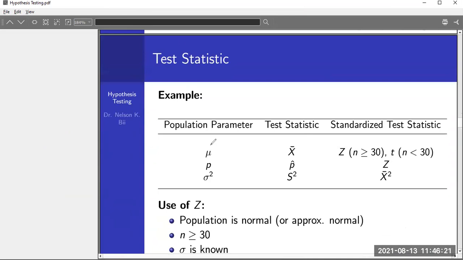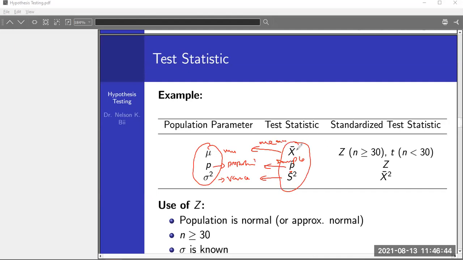These are population parameters: mu, the population proportion, and the population variance. This is the sample variance, this is the sample proportion, then this is the sample mean, X bar. We call them test statistics because these are values that can easily be computed from a given sample. Then at different levels of significance, you can get the standardized test statistics, the table values, for different values of sample sizes.